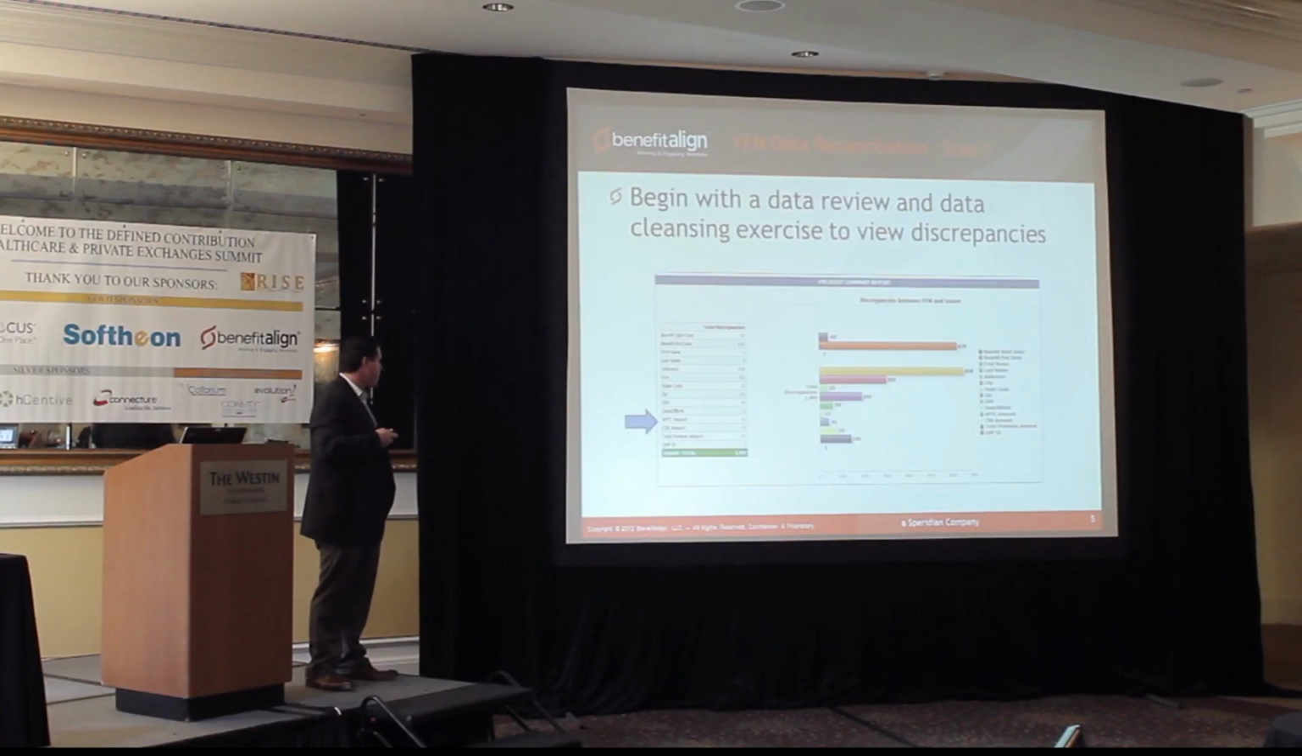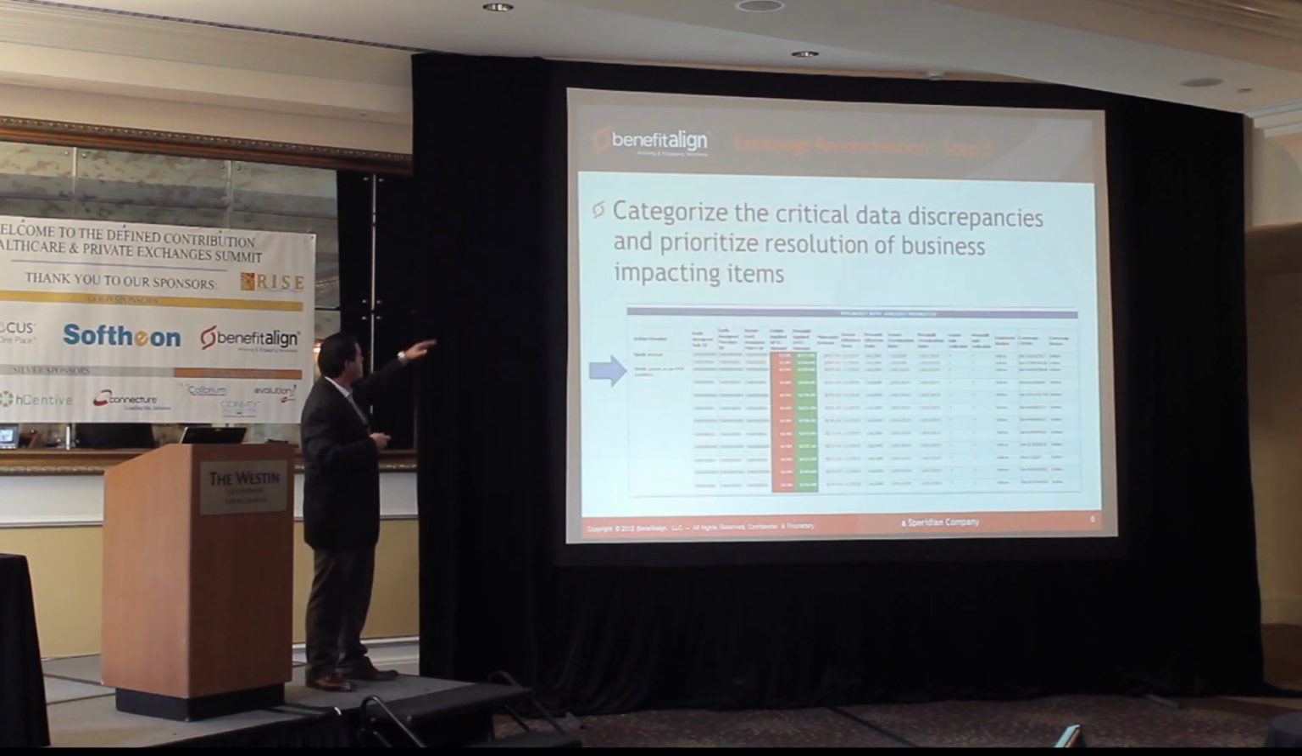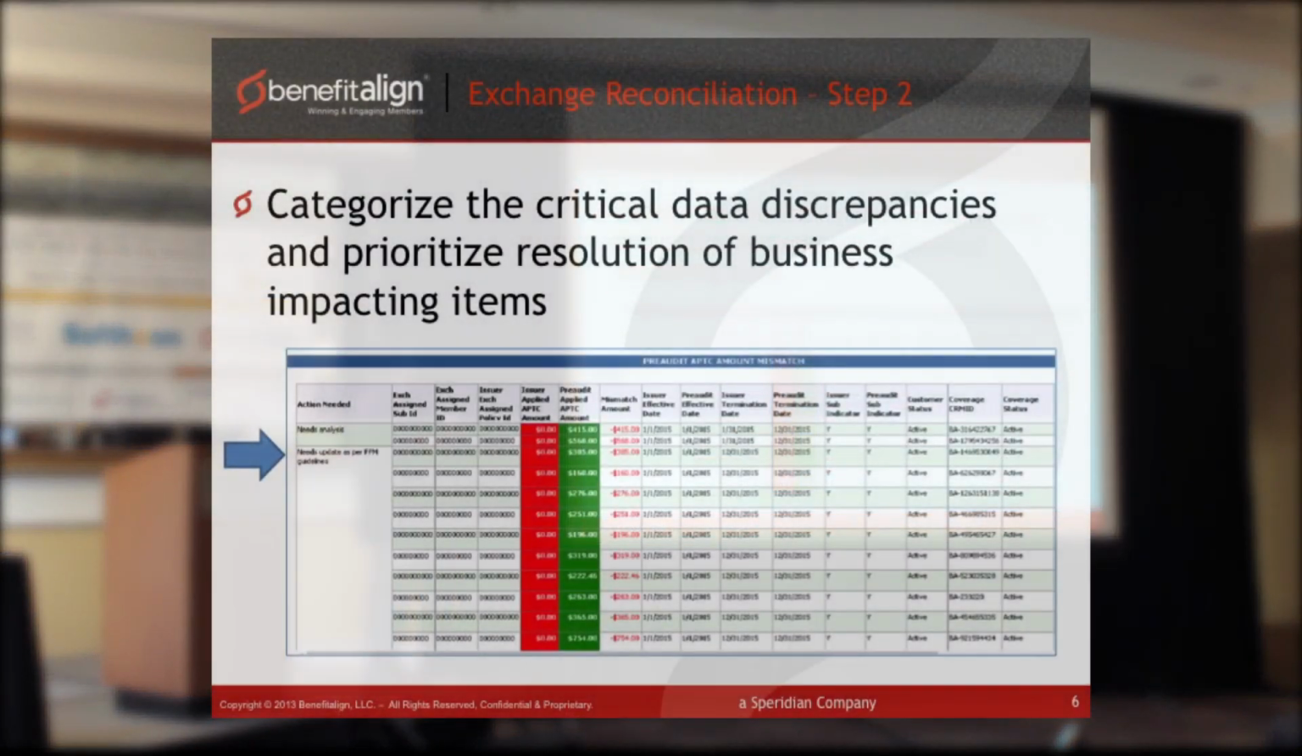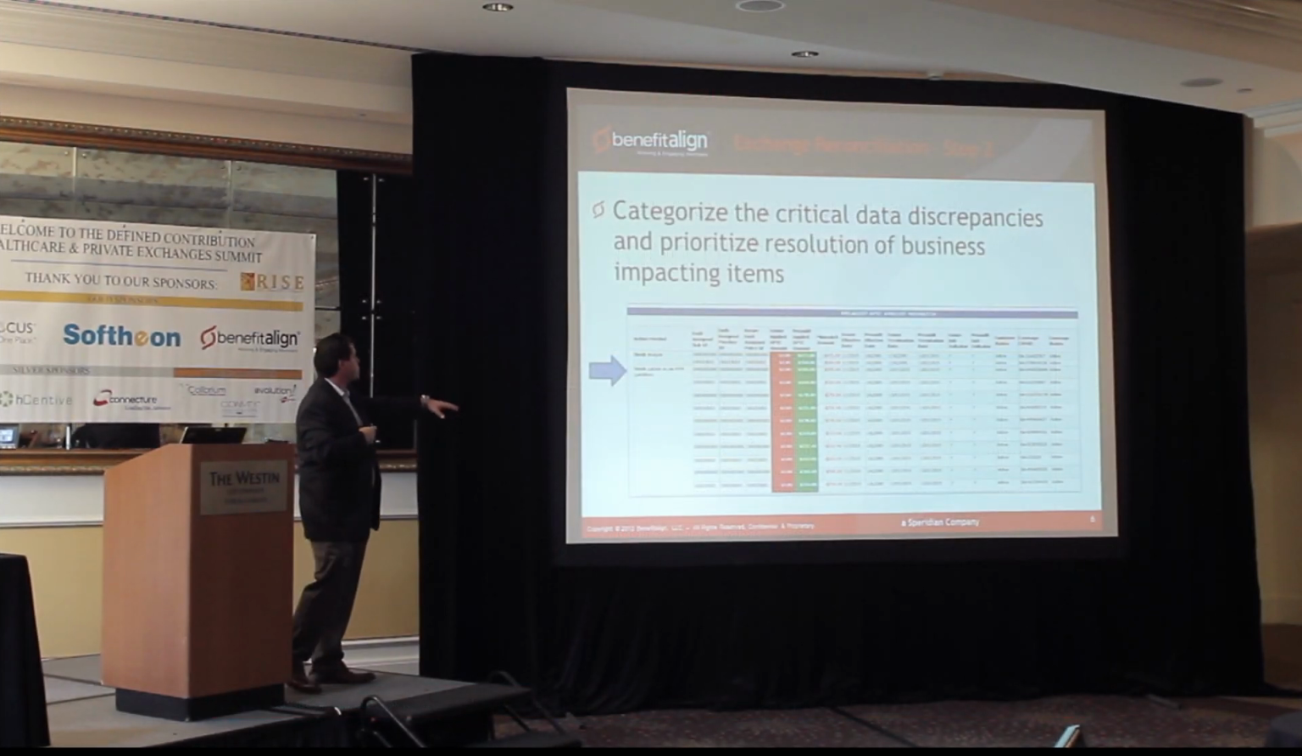So what I'm going to actually do is look at APTC amount. The APTC amount is the advance premium tax credit. And it's actually really easy here to see what the issues are, right? So in this example, what we've done is categorize the data discrepancies, and you need to prioritize based on business impact. On the left-hand column here, you'll see there's something that says action needed.